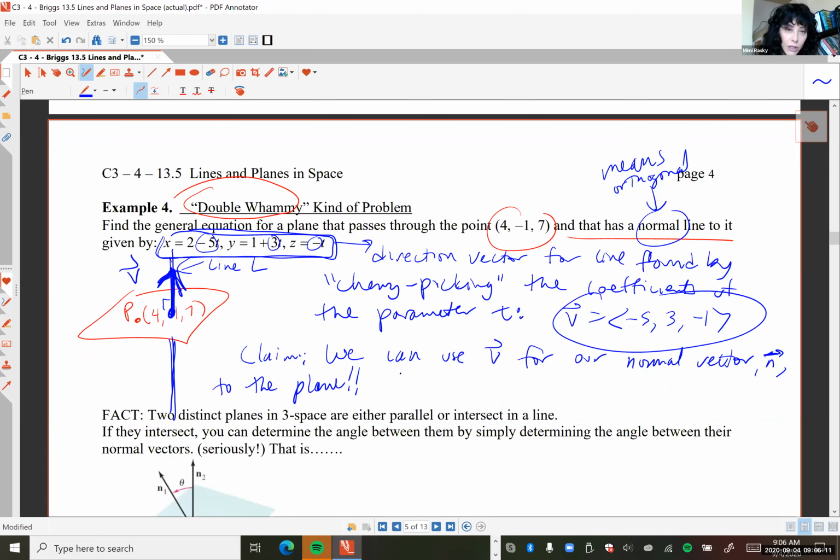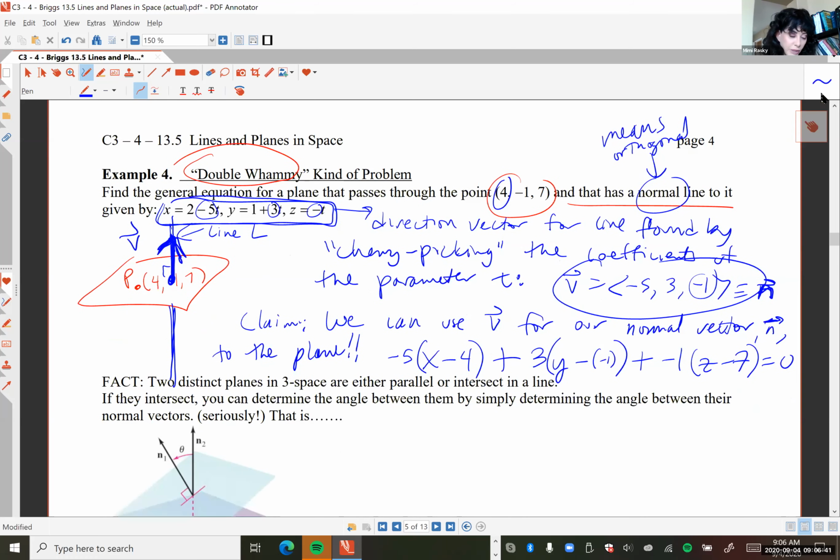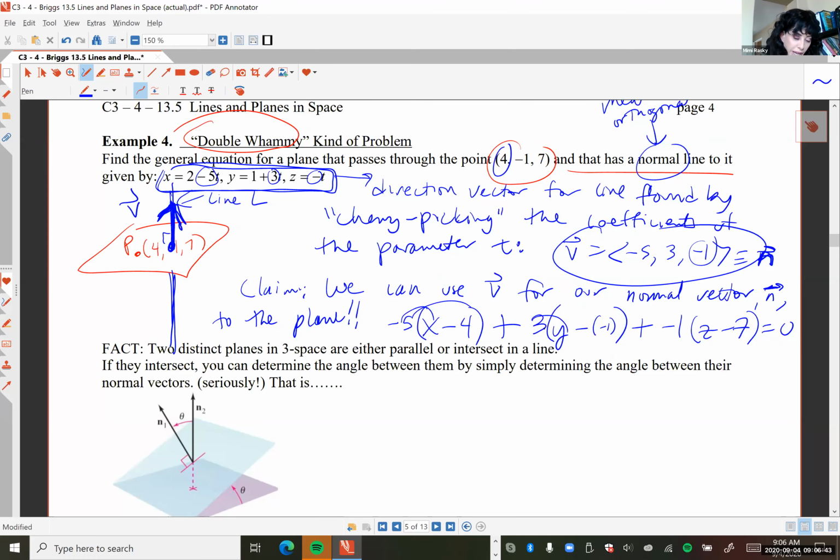Fantastic. So now do the standard equation for the plane. You're going to have the first component of your normal vector, -5, times x minus the x coordinate of your point, plus the second component of your normal vector, 3, times y minus -1, plus the last component of your normal vector, -1, times the quantity z minus 7, and that whole mess is equal to 0. And then clean it up by distributing these coefficients.